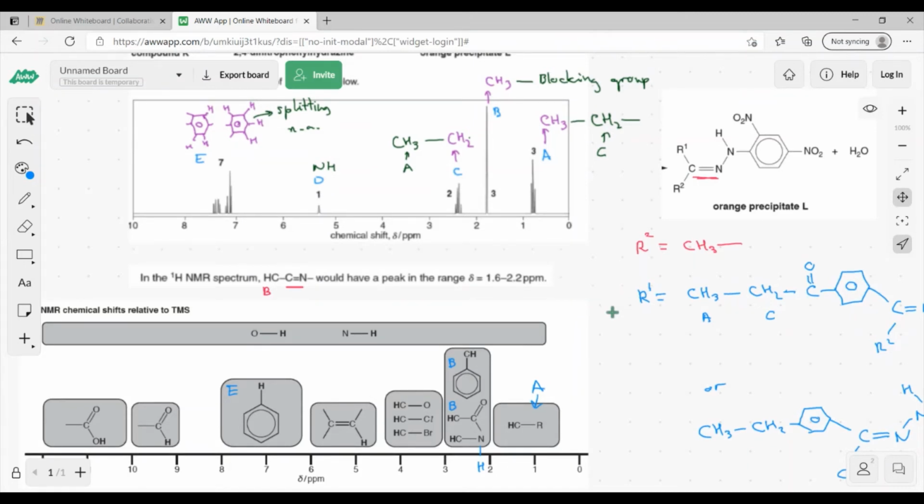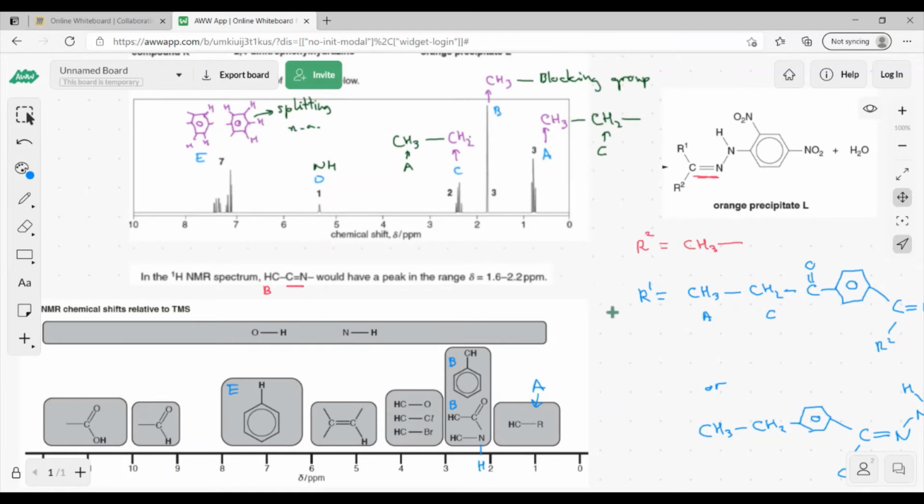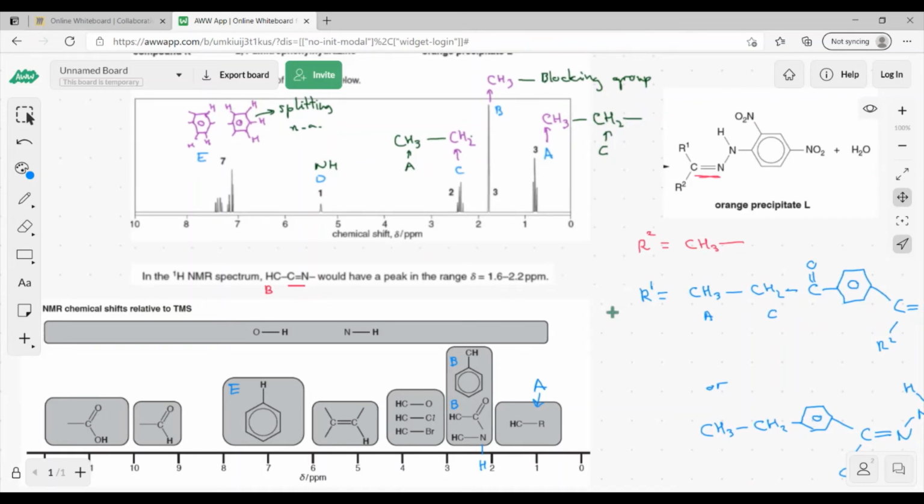Fine, so now for peak B, they tell us that this peak at 1.6, between 1.6 and 2.2, is a hydrogen bonded to a carbon with a double bond nitrogen. Carbon double bond nitrogen is here. So that means that peak B, which is a methyl, is a CH3 bonded to that carbon, which means that R1 or R2, doesn't matter, is going to be a methyl group. Right, and then for peak E, we know it's a benzene ring.